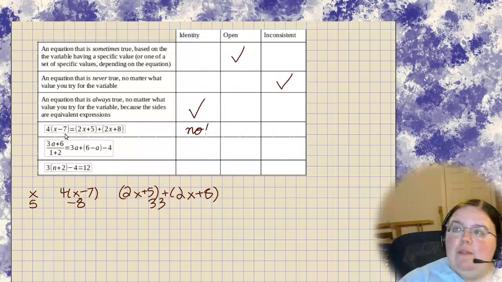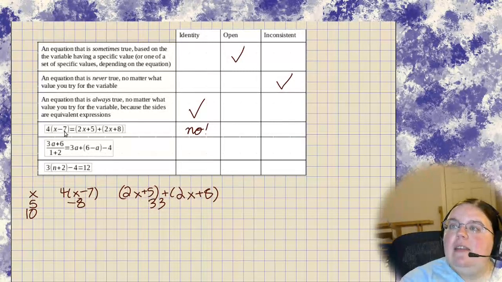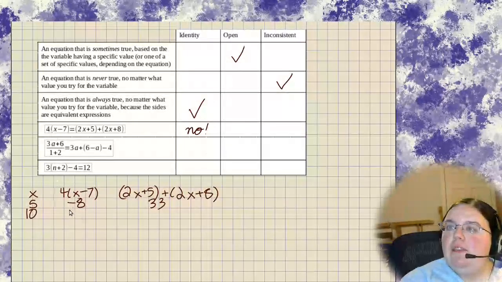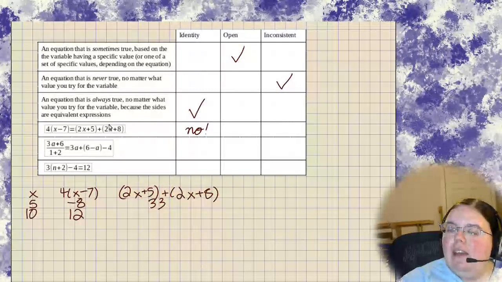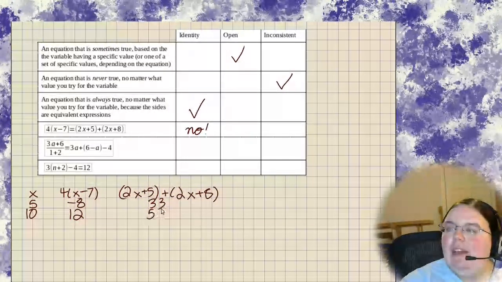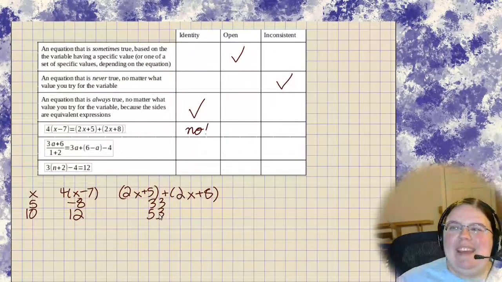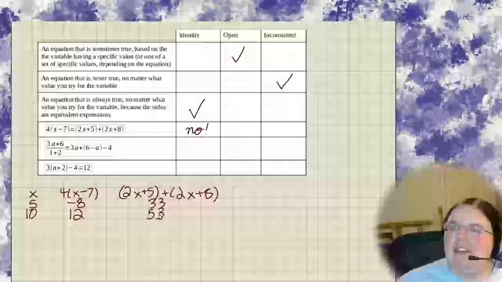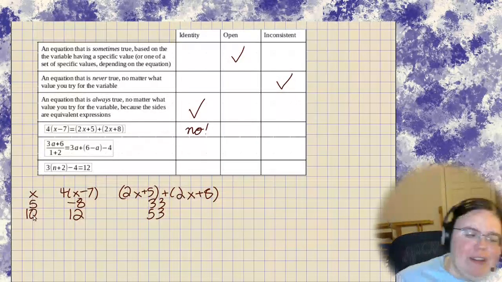So, for example, I could try 10. Let's see, 10 minus 7 is 3, times 4 is 12. And then 20 plus 5, so 25. 20 plus 8, 28. That's like 25 and 25 and 3, so 53. Okay, well, once again, no, doesn't work. So I know neither 5 nor 10 is the solution.